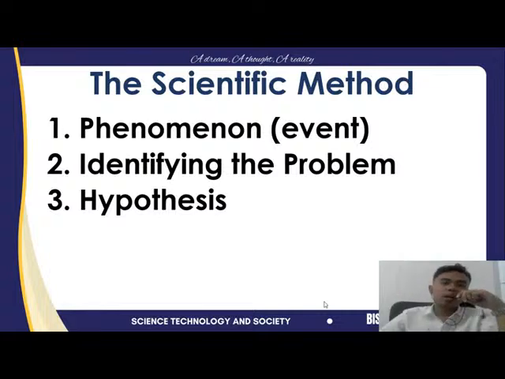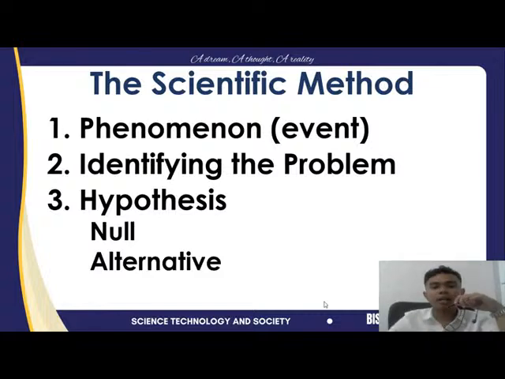So the hypothesis is divided into two. We have the so-called null and alternative hypothesis. Let's talk first about the null hypothesis. When we say null hypothesis, it pertains to a statement of no relationship. Meaning to say, walang connection yung iyong mga variables.